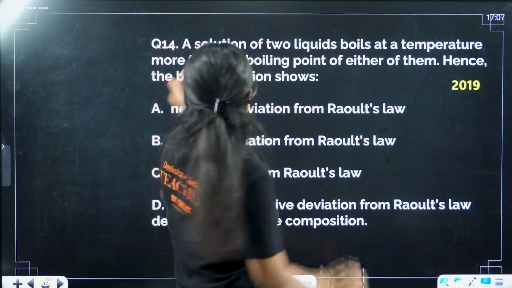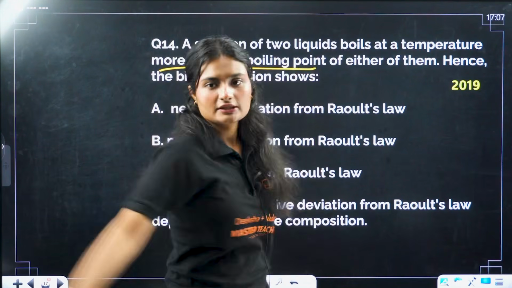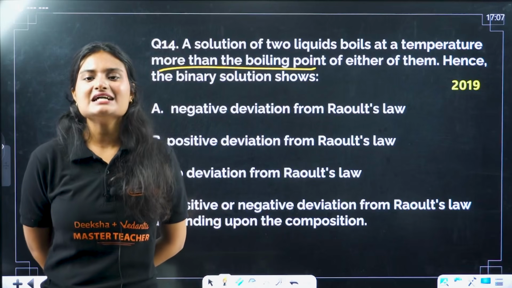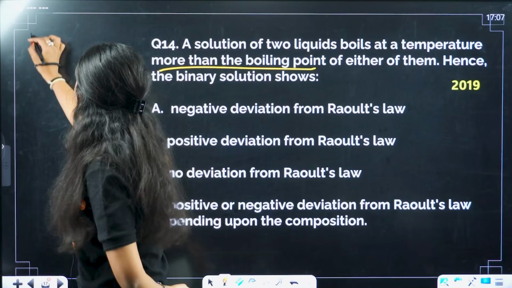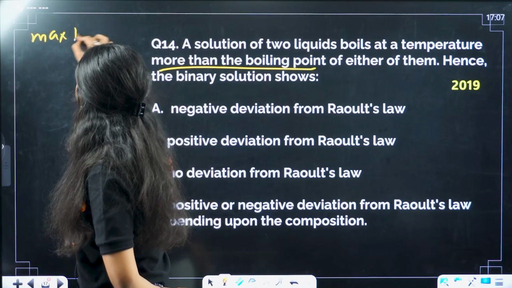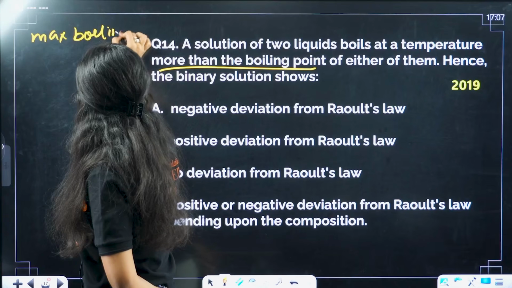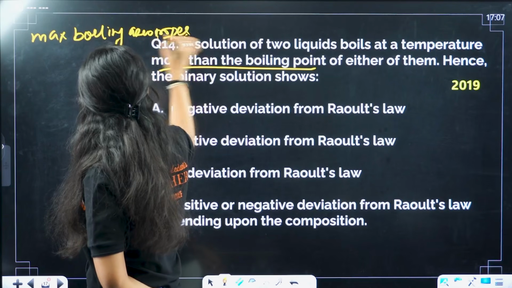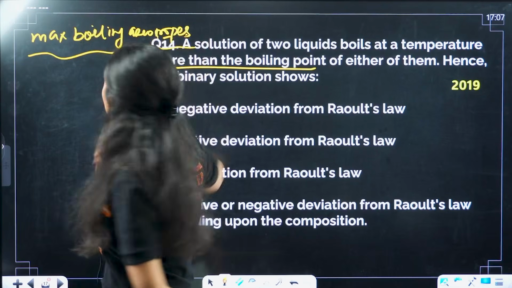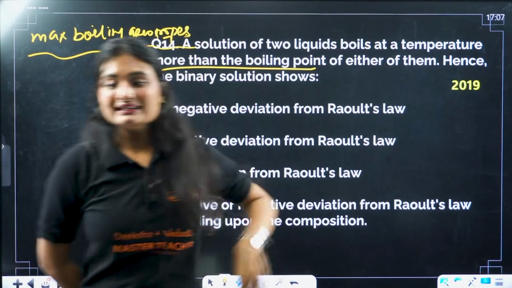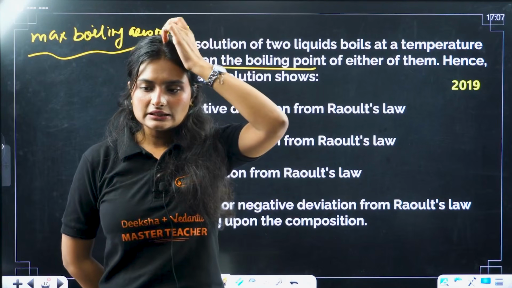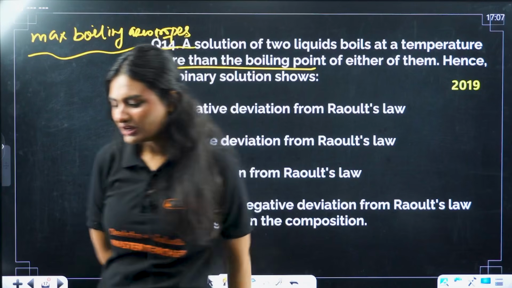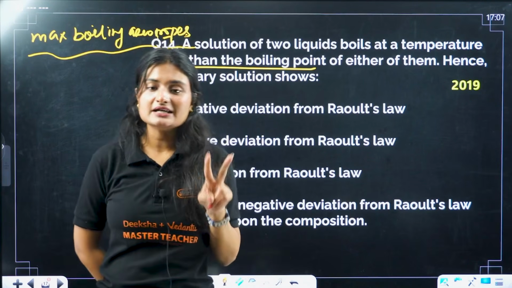Boils at a temperature more than the boiling point. What are we talking about here? Azeotropes, right? And minimum or maximum? Yes, we are talking about maximum boiling azeotropes. One thing you should know is that azeotropes have two types of deviation, positive deviation and negative deviation.